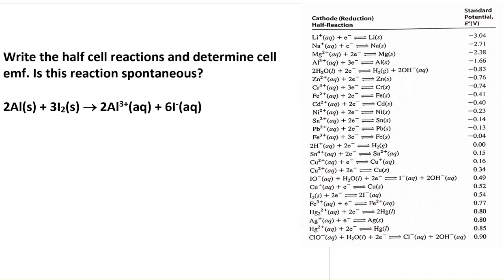Okay, let's try another problem where we're going to need our potential chart. First, we're going to determine the half-cell reactions. And half-cell reactions are where you follow one element and what's happening with it. So I see that aluminum is going to aluminum with a +3 charge.